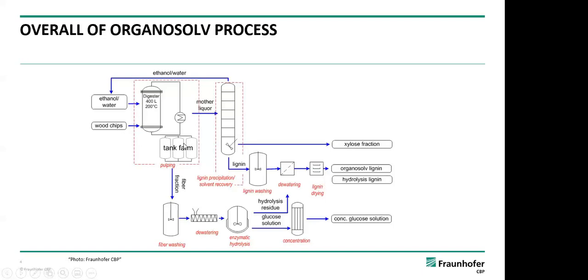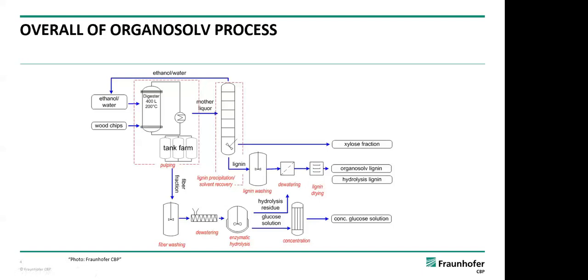Lignin is precipitated from the black liquor by adding water, and then the obtained solution is filtered with a filter press. Then the solid phase, which is lignin, is washed with water to remove residual sugars and ethanol, then dewatered and dried at 50 degrees under vacuum.